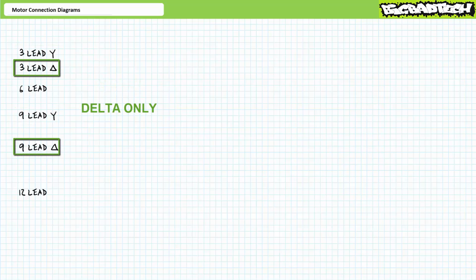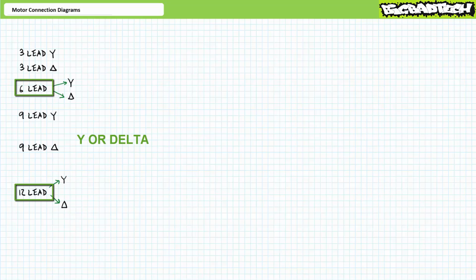Similarly, as implied by their titles, 3-lead delta configured motors and 9-lead delta configured motors are permanently pre-configured as deltas, and there is nothing you can do about it. They are always delta configured. 6 and 12-lead motors, as I'll soon demonstrate, can be hooked up in either Y or delta fashion.